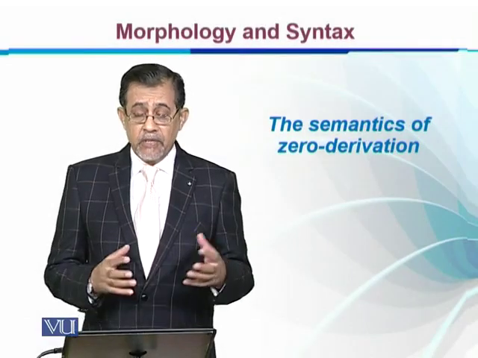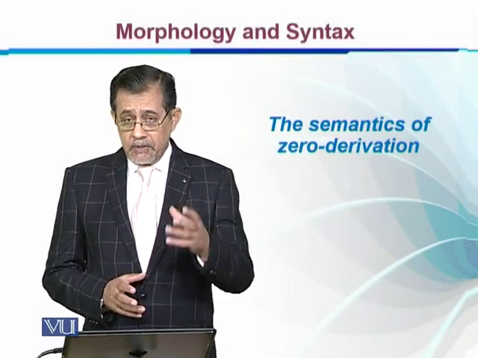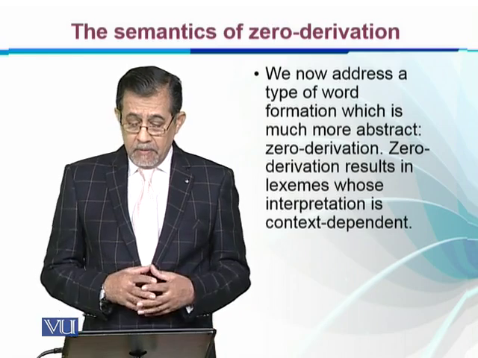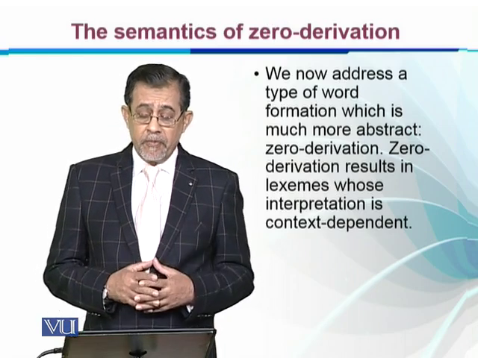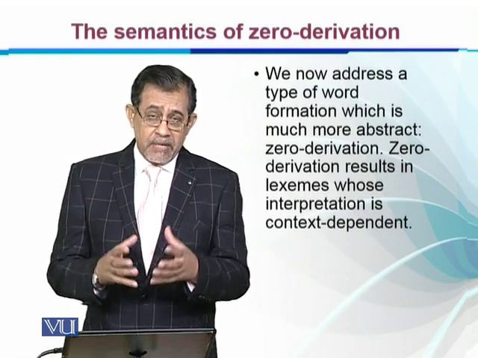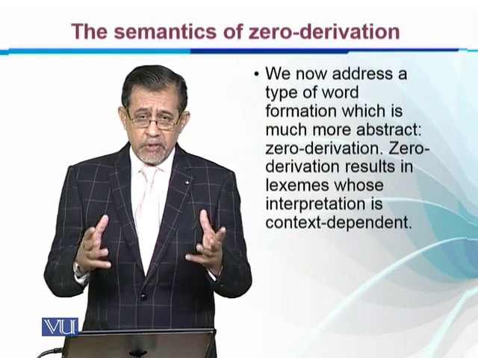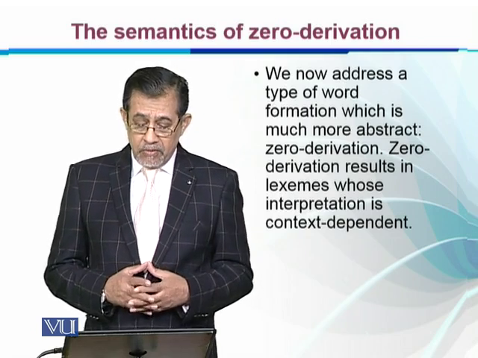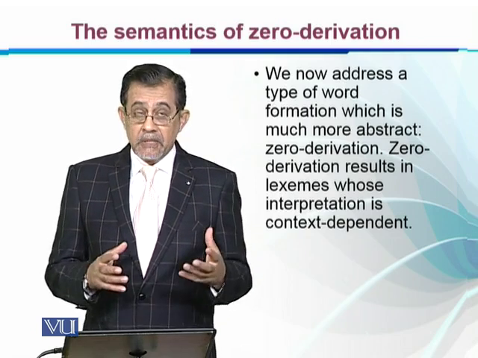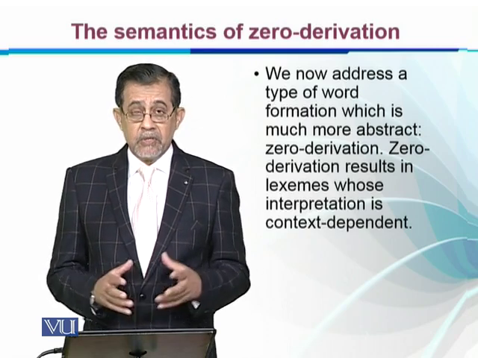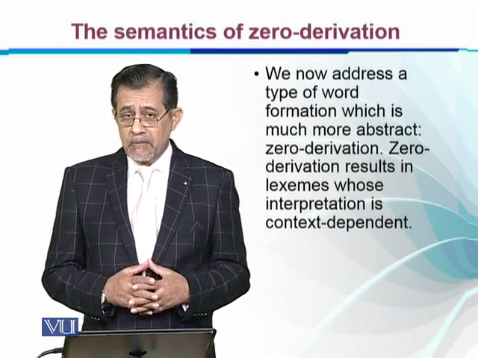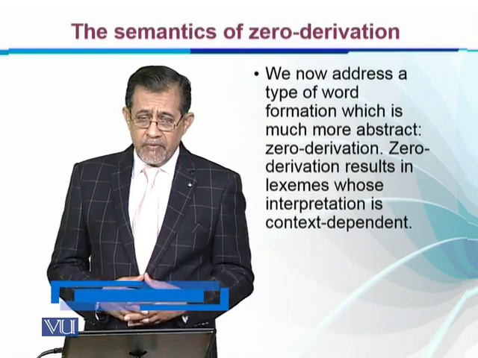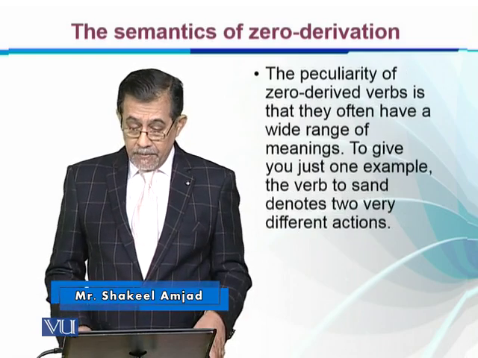The semantics of zero derivation. So how does it give us meaning? We now address a type of word formation which is much more abstract. Obviously, zero derivation is abstract. So zero derivation results in lexemes whose interpretation is context dependent. Unless we depend on the context, we cannot get the meaning of that zero derivation.